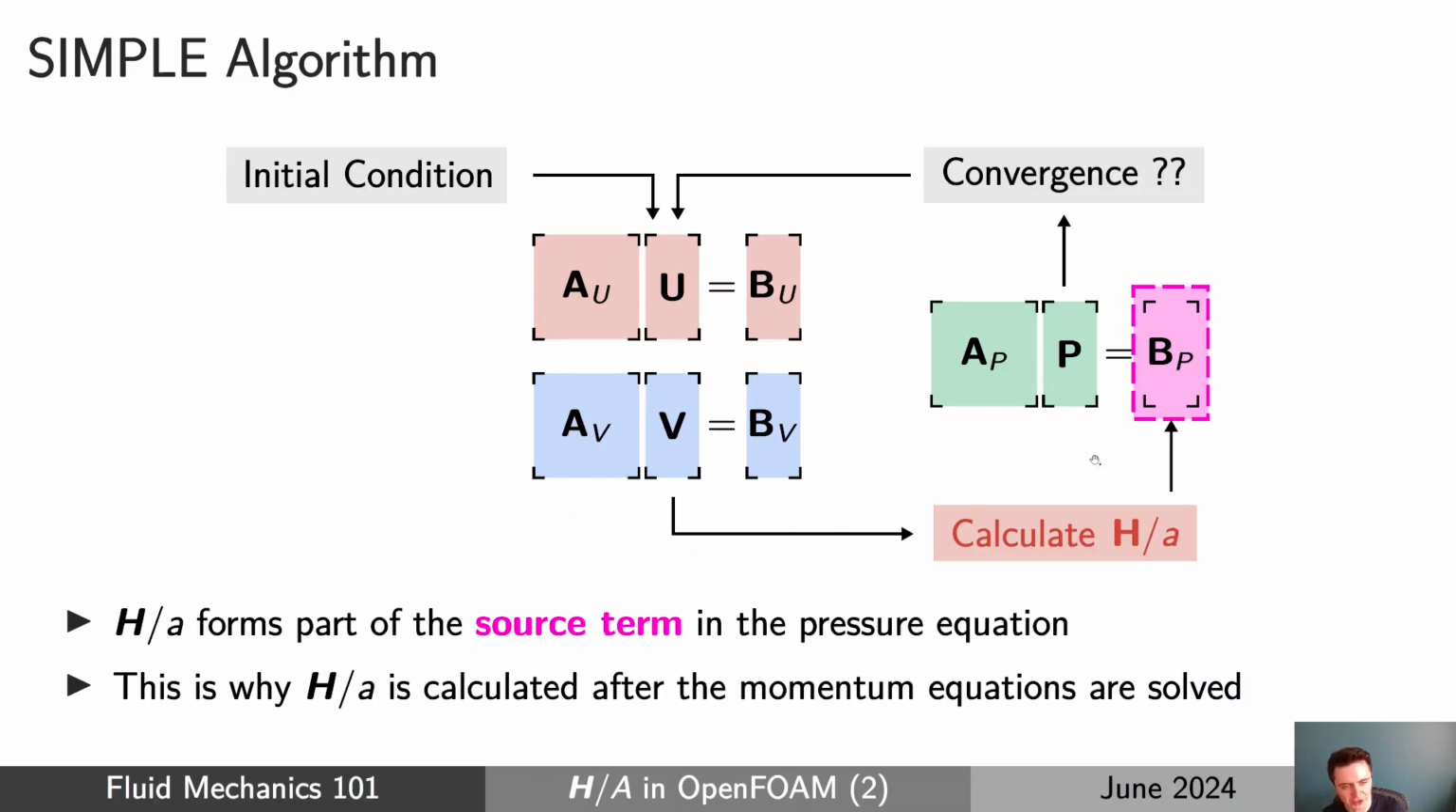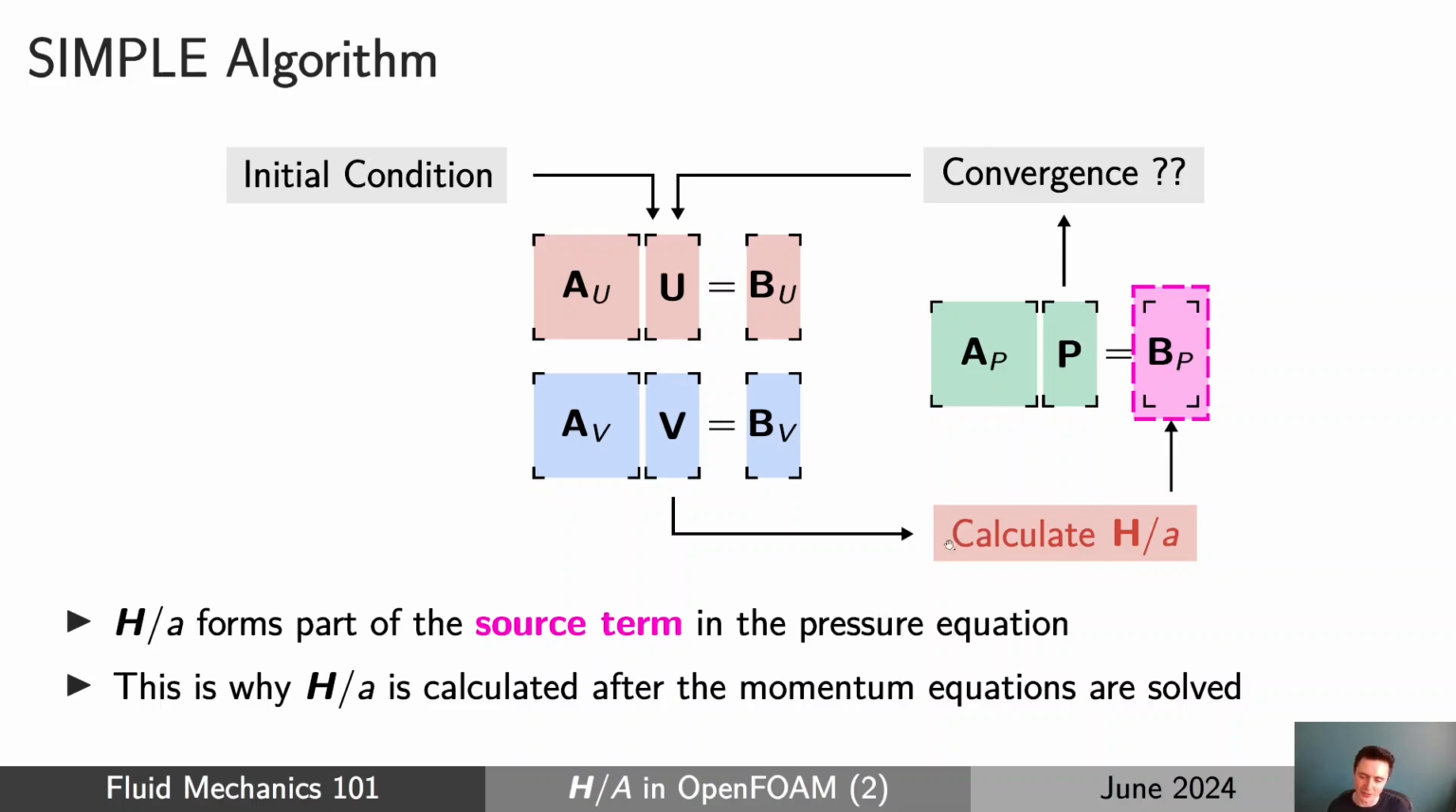So that's how the pressure equation is formed. We solve the pressure equation, make some assessment of whether we've converged. If we haven't, we go back and we repeat the process again, solving u and v, calculating HbyA, calculating a new source term, solving the pressure equation, and so on until we have convergence.